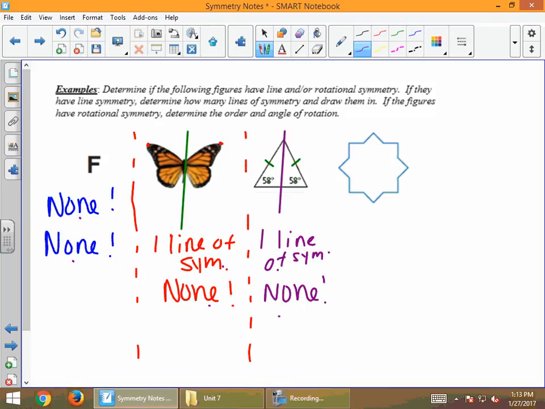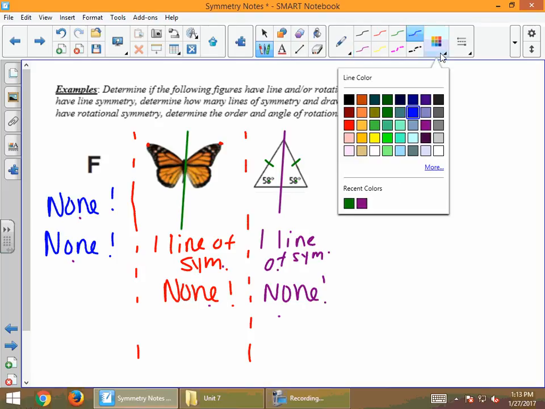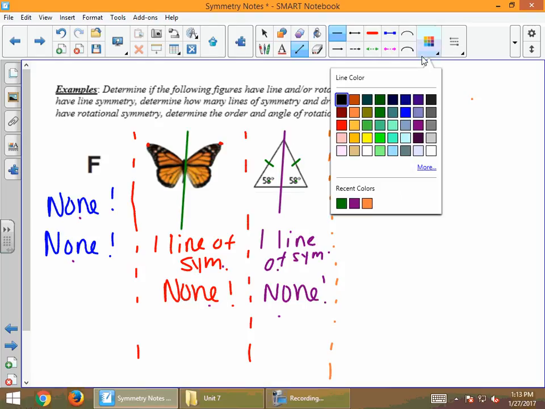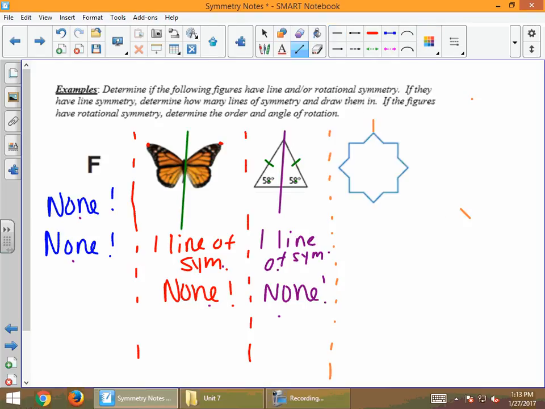But what about this star shape? Yeah, it has lines of symmetry. It has 4, but let's see if it has any more than 4. If we go right down the middle here, that works. Where else do we draw one? Yeah, we cut it in half here, for all these vertices. It cuts in half there. There's a cross here. I always mess that one up.